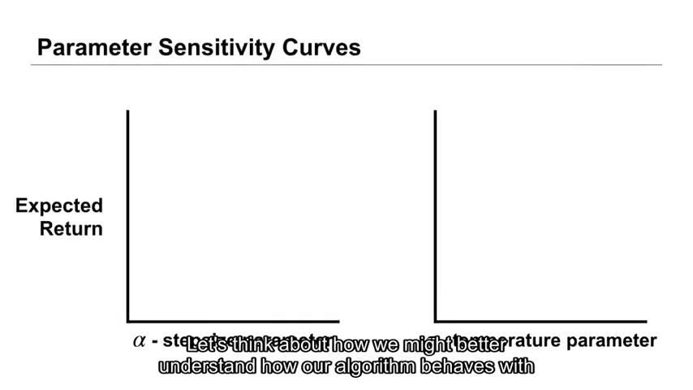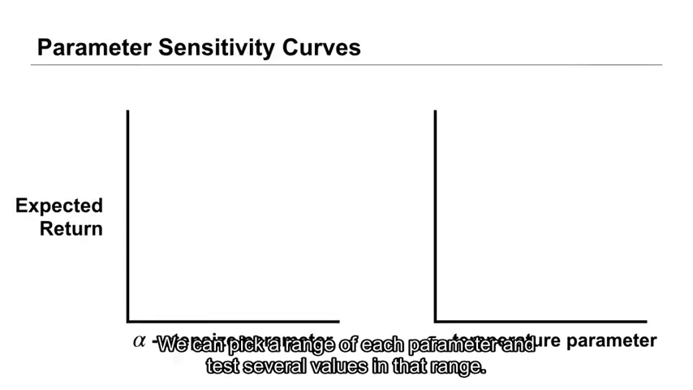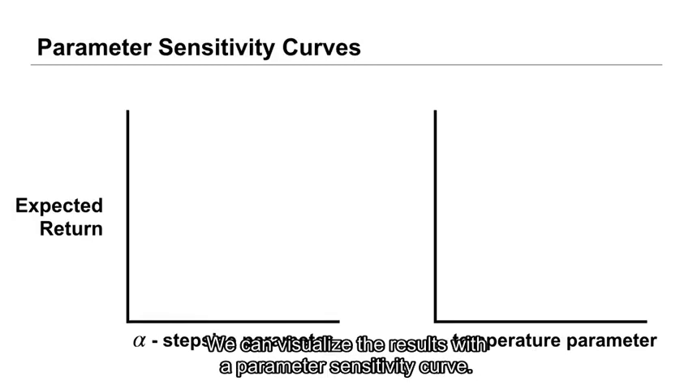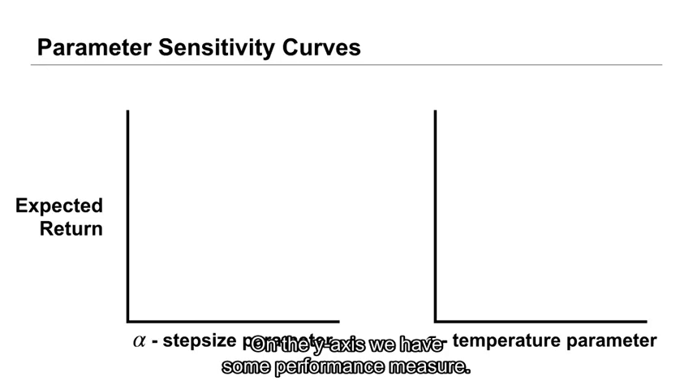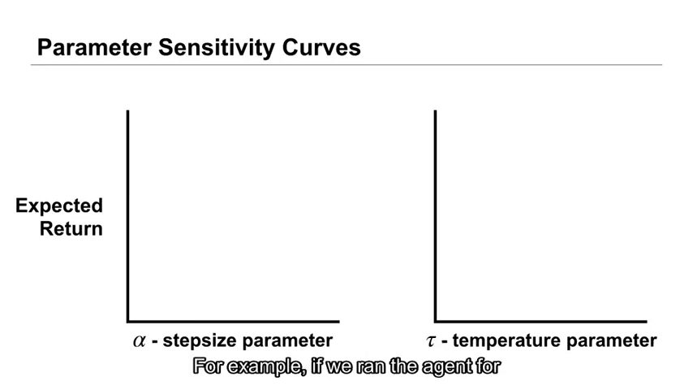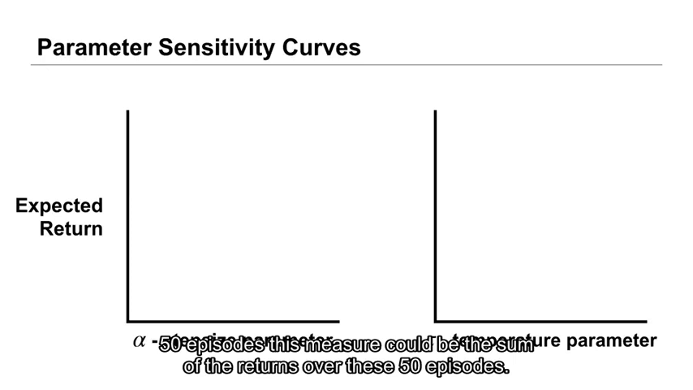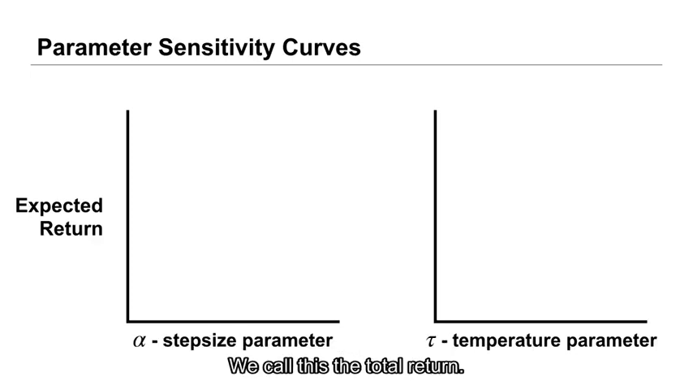Let's think about how we might better understand how our algorithm behaves with different parameters. We can pick a range of each parameter and test several values in that range. We can visualize the results with a parameter sensitivity curve. On the y-axis, we have some performance measure. For example, if we ran the agent for 50 episodes, this measure could be the sum of the returns over these 50 episodes. We call this the total return.